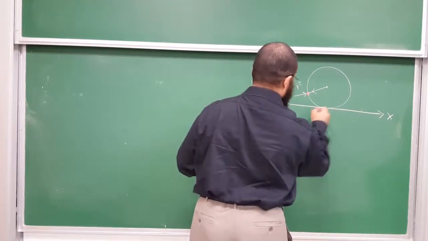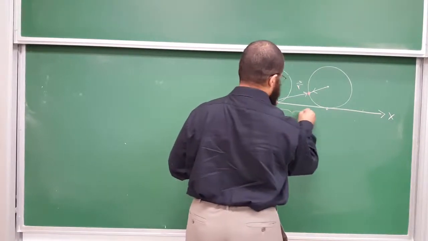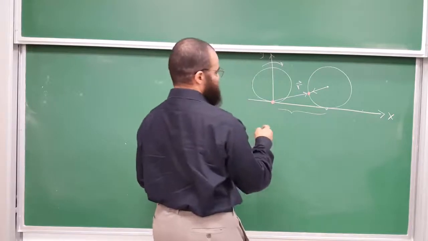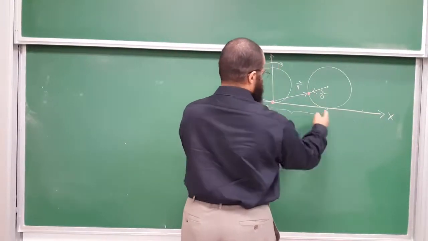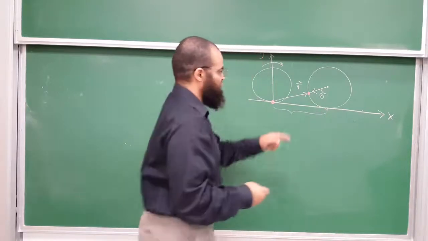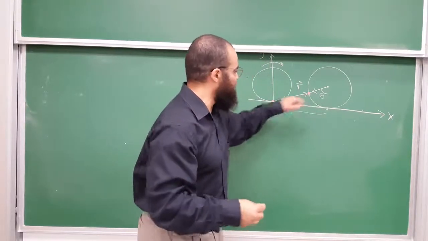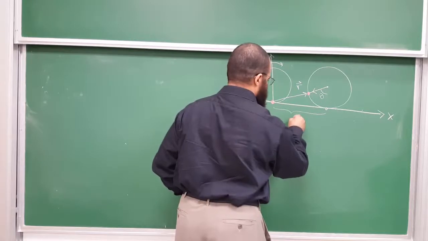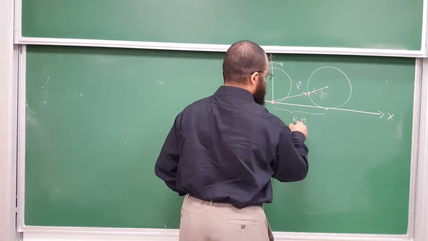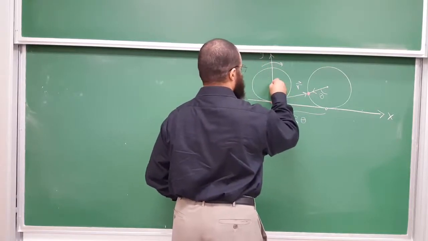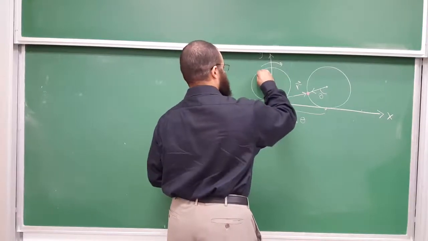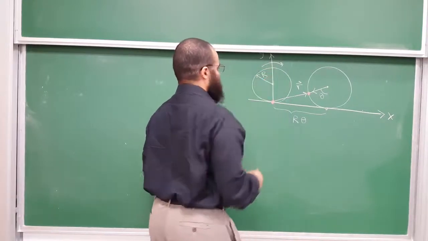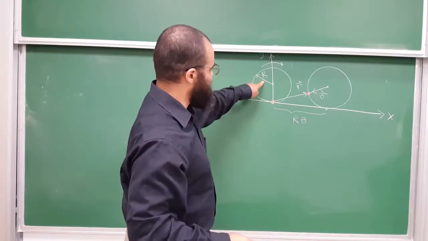It's here. And how far is this distance? Well, this distance, remember, if this is theta, then this is r times theta. Remember, it's just the length of this arc. This is r times theta. And this is capital R, the radius of the wheel. Just write it in. This is R, the radius of the wheel.